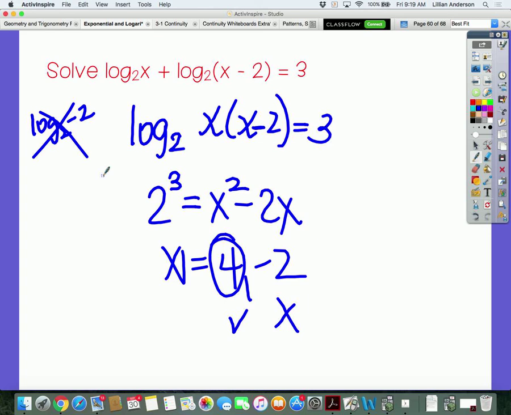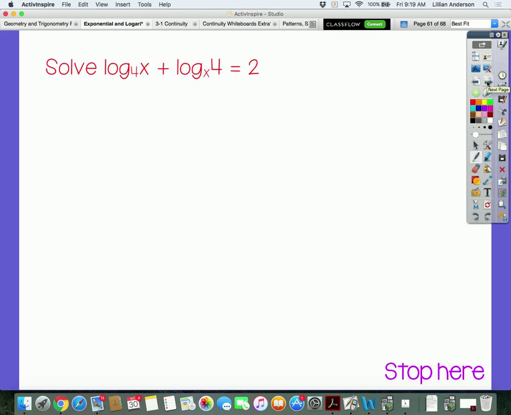Last one. This is a higher level one. Okay? And I'm going to work this one out with you. Here we go. We're going to solve log base 4 of x plus log base x of 4 equals 2. And why do you think I say that this is a higher level one? Different bases. Okay? But I can change my base so that they are the same, using change of base.